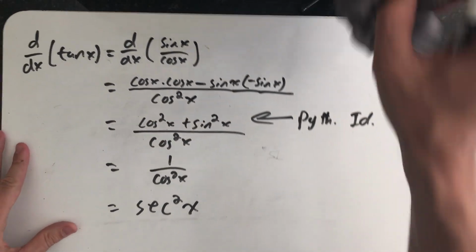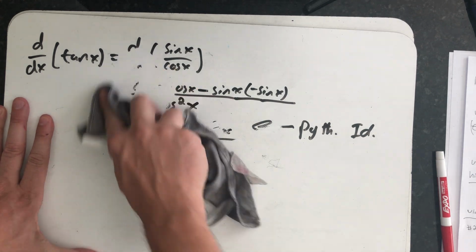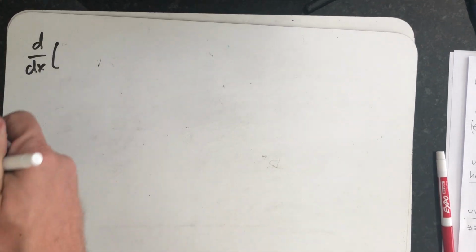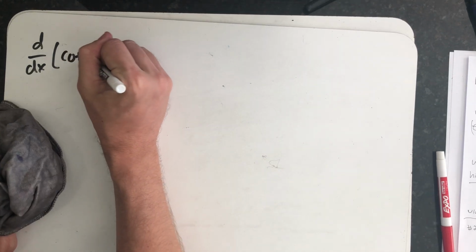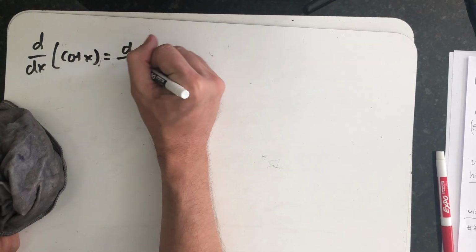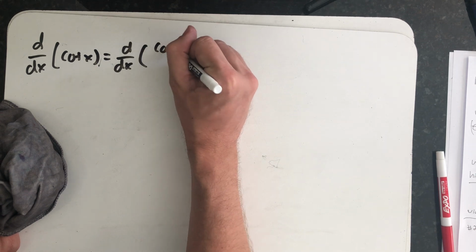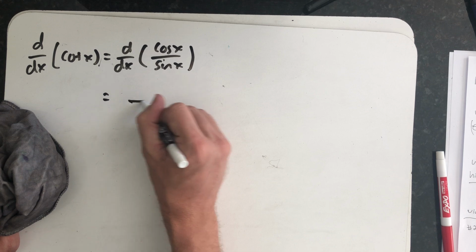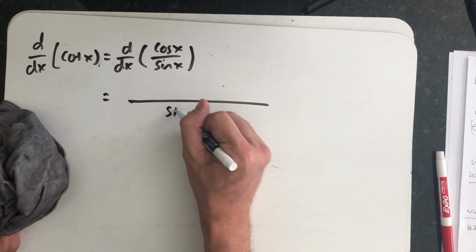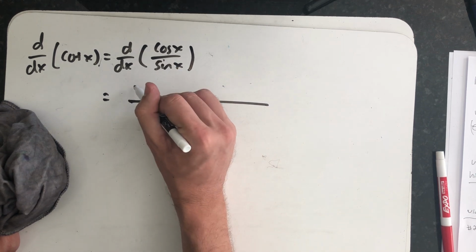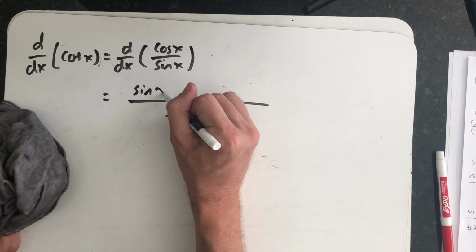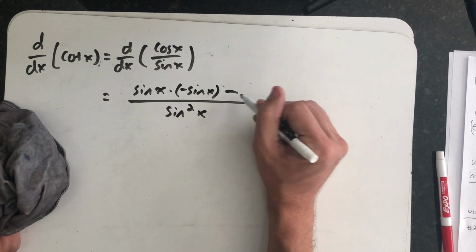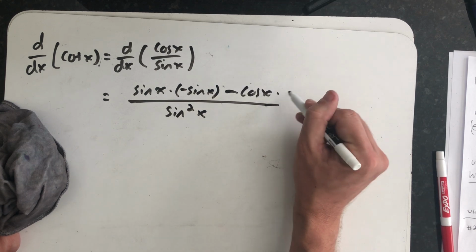All right, so now that you have taken a second to find the derivative of cotangent, let's see how you did. Cotangent of x is cosine over sine. And I'm going to use the quotient rule. The bottom gets squared. The bottom times the derivative of the top minus the top times the derivative of the bottom.